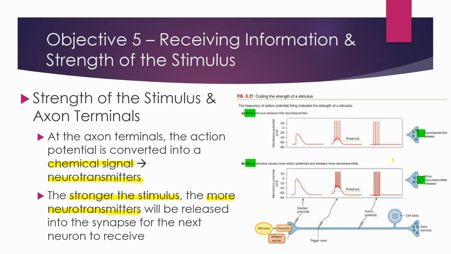So you have a copy of this in your handouts. And so here you have a weak stimulus. Notice that those action potentials are staying the same throughout the axon. Once we get to the end, here's my neurotransmitter release, and you can see how many are released there. Now down here you have a stronger stimulus. You have more action potentials that are created. Okay, notice it is going to be consistent along that axon. But once we get to the axon terminals, we have a greater number of neurotransmitters that are going to be released.